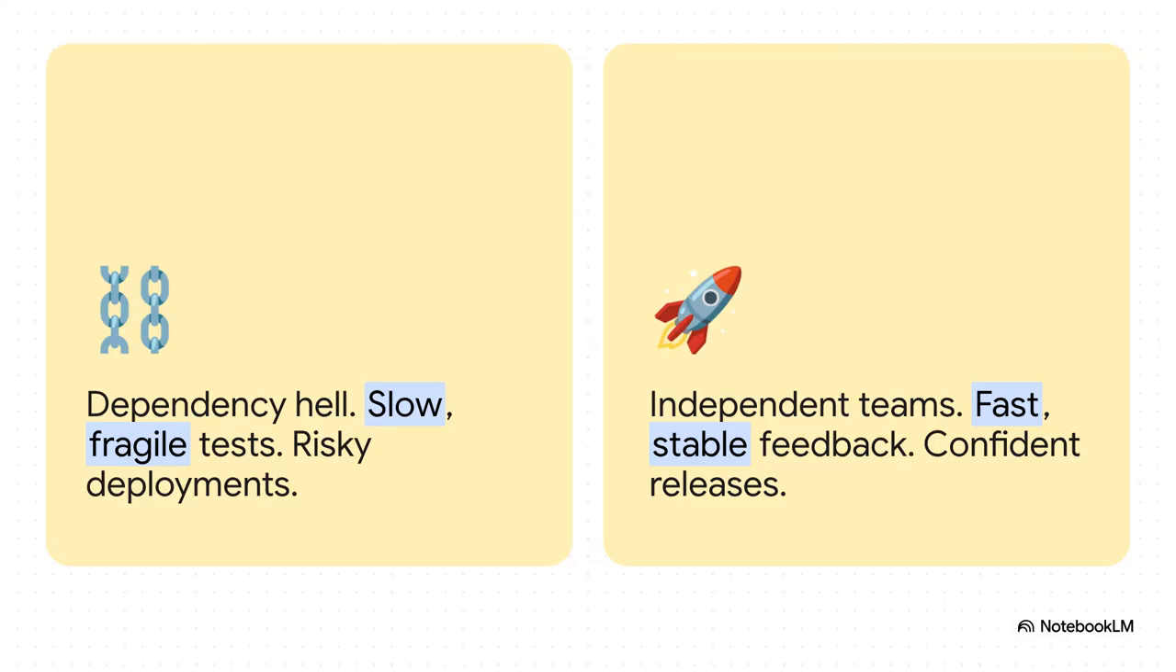I mean, just look at the contrast here. On the left, you've got the old way. We call it dependency hell. One team can't move because they're waiting on another. But on the right, that's the smart way. You've got independent teams moving fast, getting stable feedback, and pushing out confident, low-risk releases. That's the world that CDC testing really opens up for you.